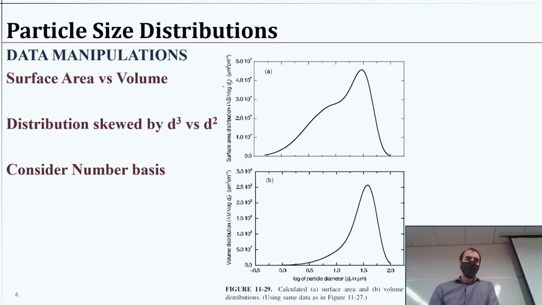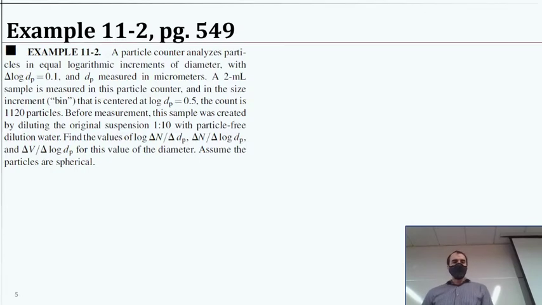Okay, so you could imagine that if we were to plot the numbers basis, it would probably end up looking a little even more like this, something like that. So again, shifting downwards because of that scaling from cubic to squared to just one. Okay, so there's an example.